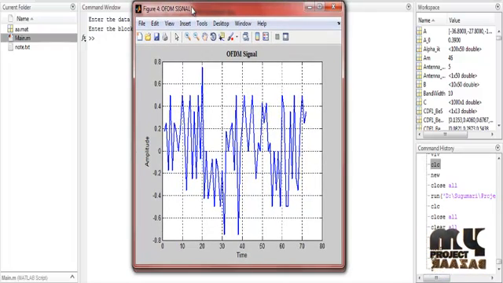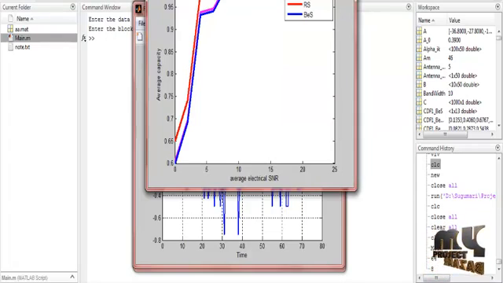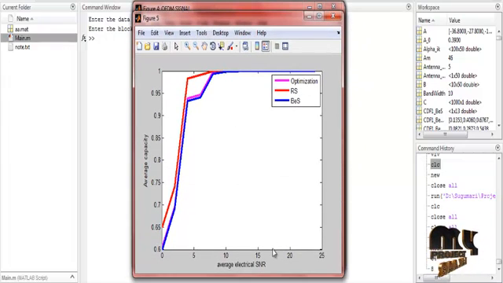In the OFDM signal process, we'll be calculating the random input data, and then it is modulated, and then finally calculating the OFDM signal by using the time and amplitude of the process. So that is how the OFDM signal represents the process. And then the next figure, calculating the average electrical SNR and then the average capacity.